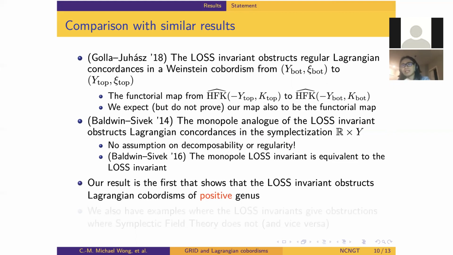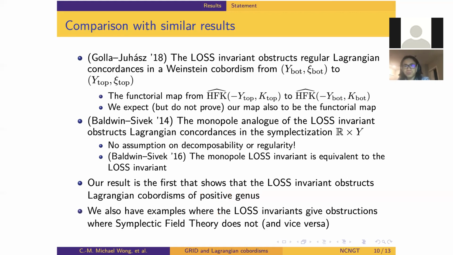Now, our result is the first one that shows that the LOSS invariant obstructs Lagrangian cobordisms of positive genus, because both the Golla-Juhász result and the Baldwin-Sivek results apply to Lagrangian concordances of genus 0. We also have examples where the LOSS invariants give obstructions where symplectic field theory, for example, the Chekanov-Eliashberg DGA, does not, and of course, vice versa.